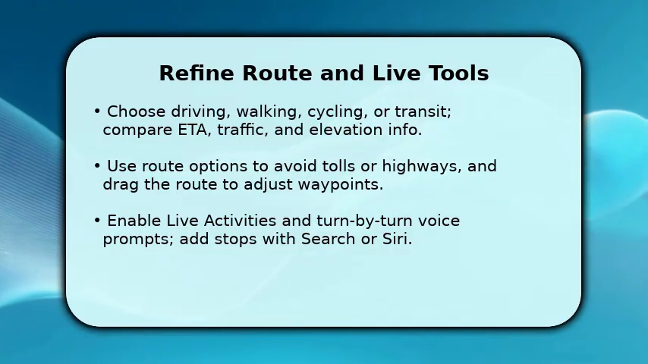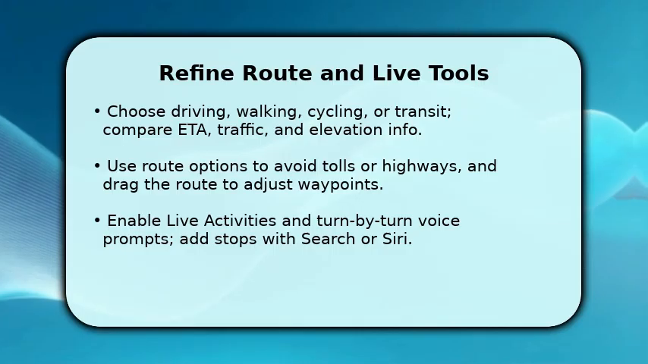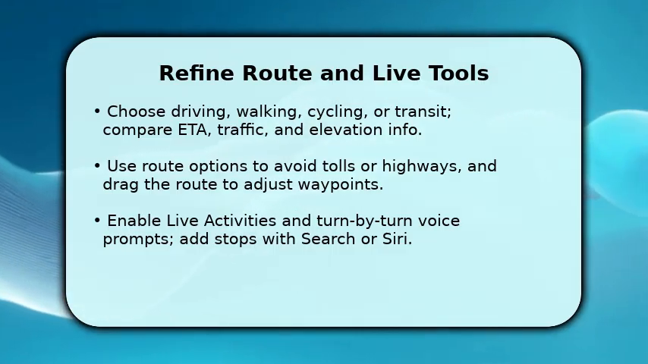Tap Details to view traffic delays, estimated arrival, and any elevation changes for cycling or walking. If you need to avoid tolls or highways, open Route Options and toggle those preferences. This shapes the path to your needs.